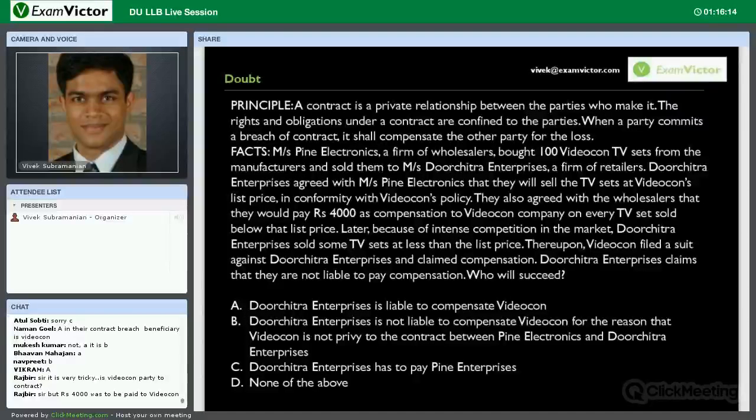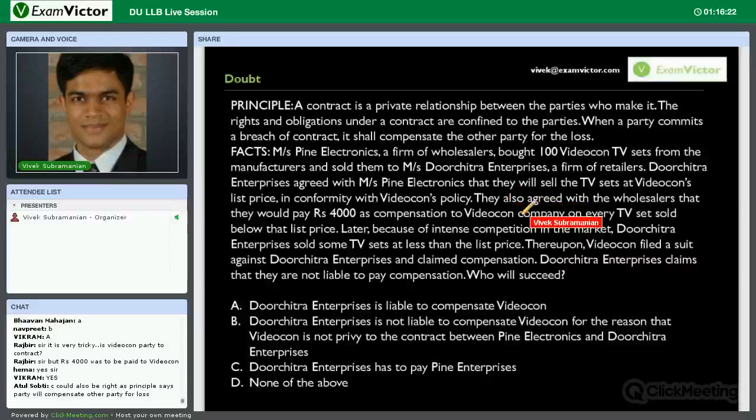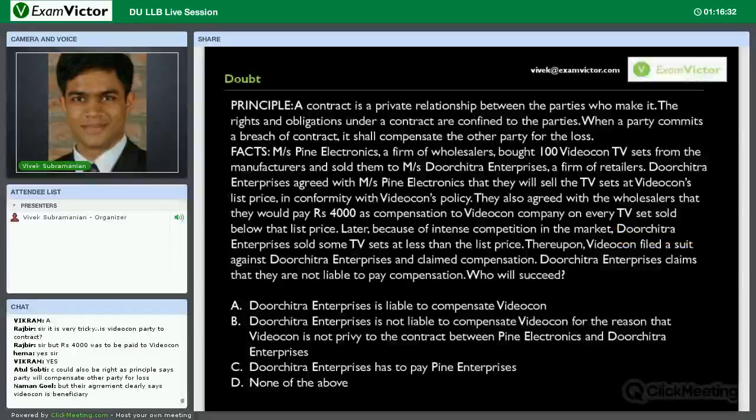But still, some of you might say that in any case, there was a contract between the wholesaler and the retailer, and the contract itself provided that the wholesaler will pay rupees 4,000 as compensation to the Videocon company on every TV set sold below the list price. So one might argue that the contract itself provides that 4,000 will be paid to the Videocon company, and in this case Videocon company is claiming.